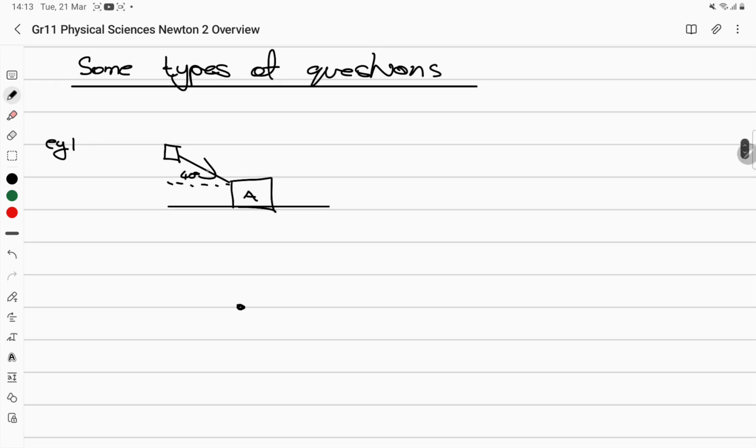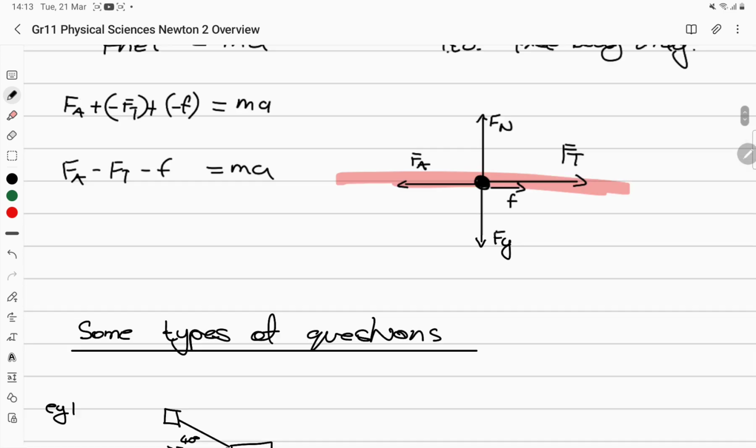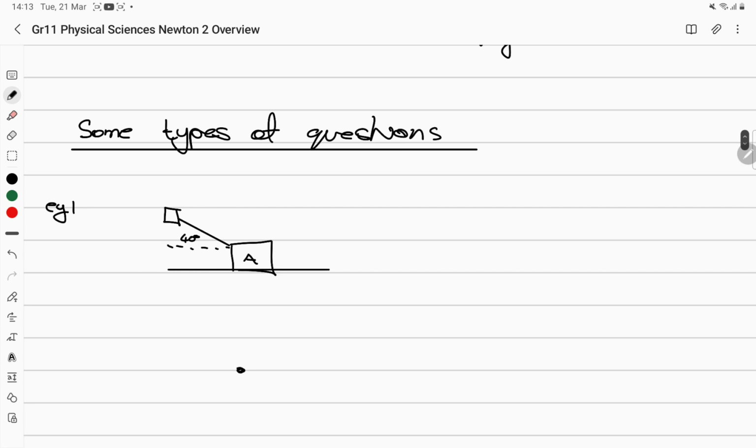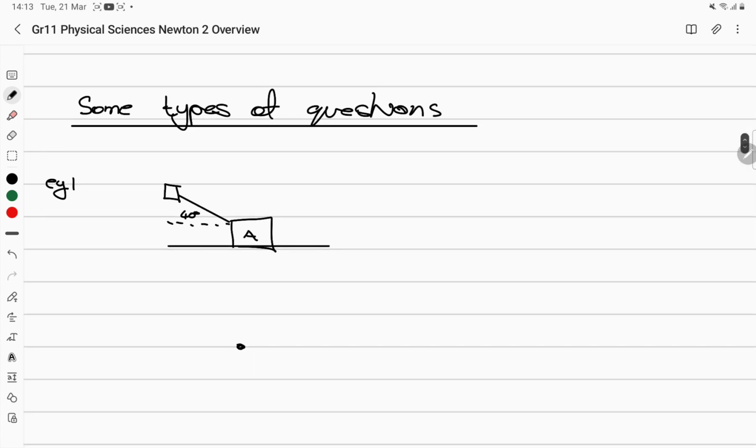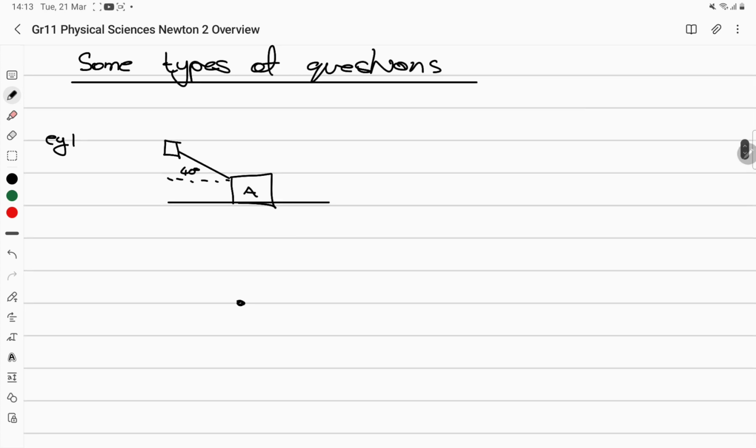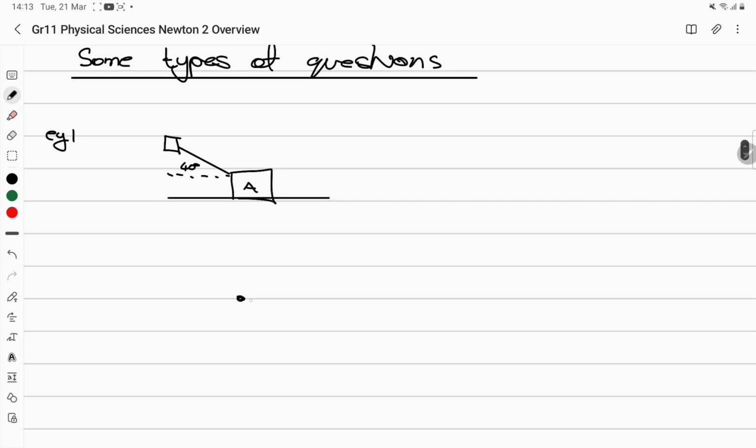So there's this guy, he's pushing down on this object A and it's moving to the right. So it's being pushed at an angle downwards into the ground, and this object is now moving to the right. We're just going to assume friction exists everywhere. If it does not exist, then it should tell you. So let's take a look.